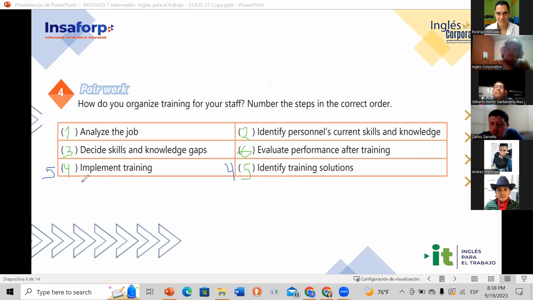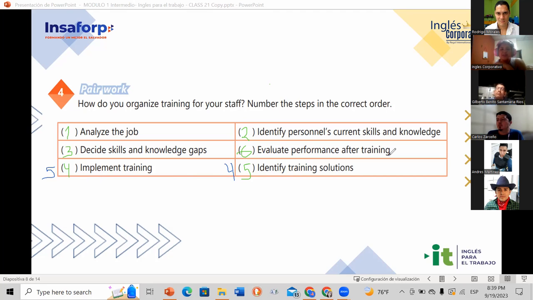Identify training solutions and then implementing trainings, okay? And then number six, evaluate performance after training. Okay, good. That will be the correct order to work in the company issue, right? Because if you analyze what your employees are doing, then you will identify what they are doing bad or good.